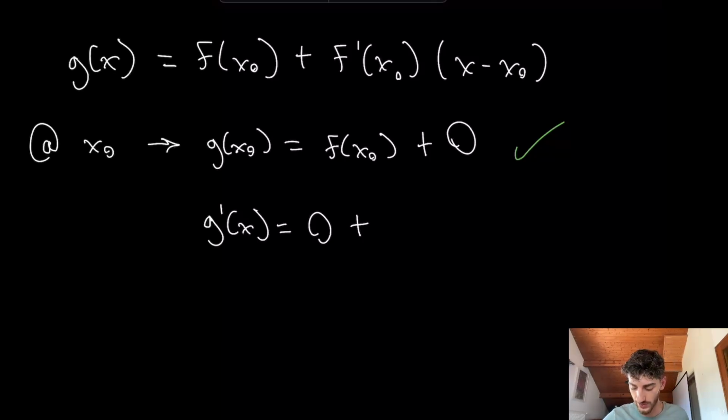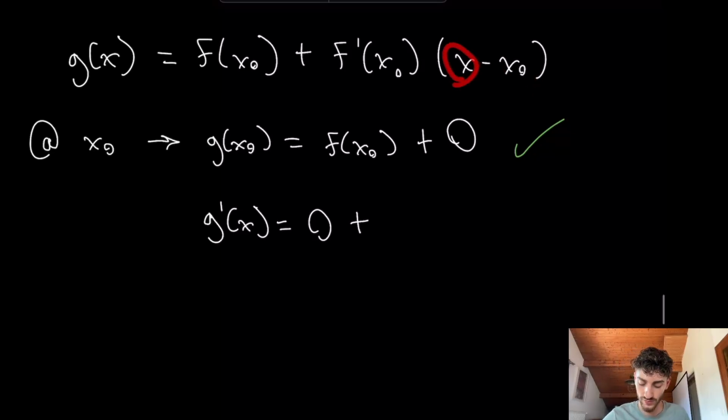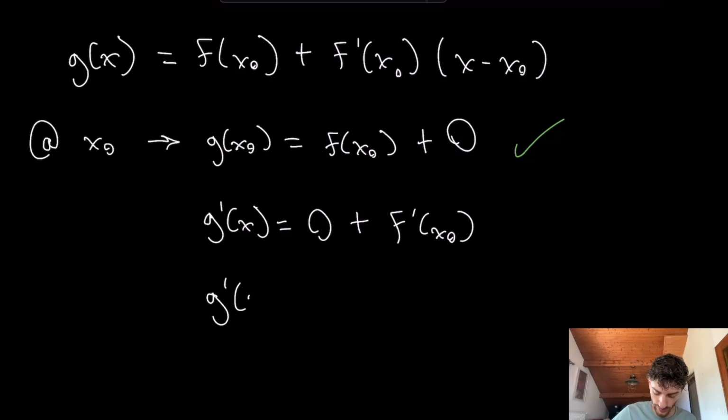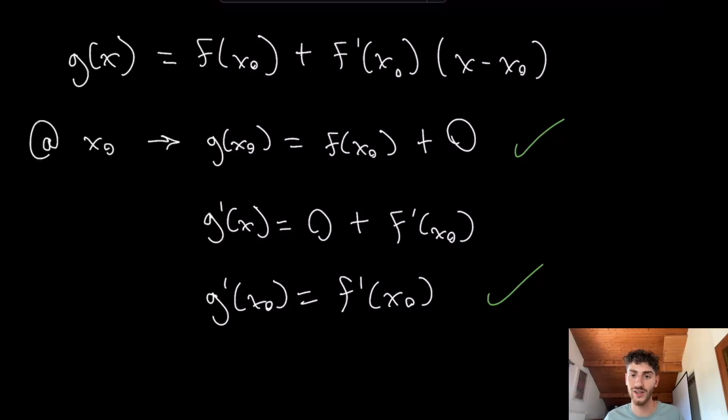And the derivative of this is a constant, so we can just look at in here. Derivative of x is 1. The derivative of x naught, which is a constant, is 0. So we would just have 1 from that, and then that will just give us f prime at x naught. So g prime at x naught, if we plug in x naught, we're going to get f prime at x naught. So look at that, the derivatives at that reference point match.